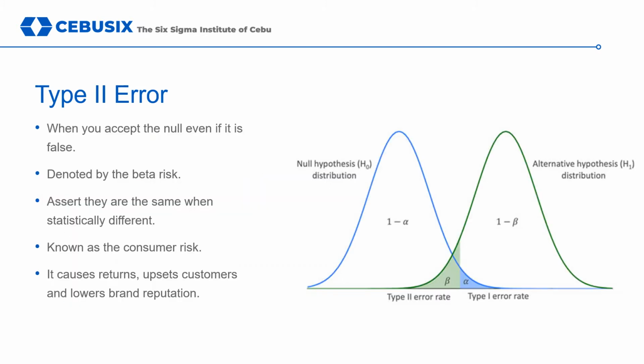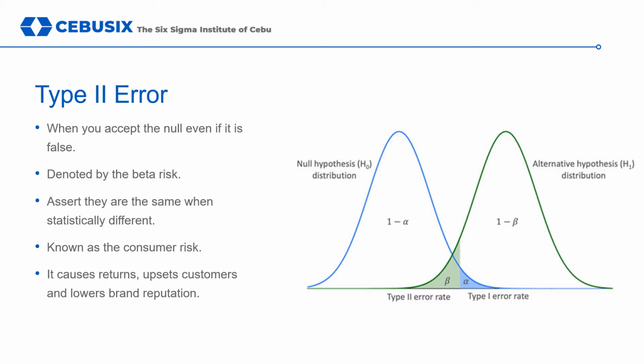A type 2 error occurs when you accept the null hypothesis when it is in fact not true. If you accept the hypothesis that the sample mean is statistically the same as the hypothesized mean, when in fact the sample mean is statistically greater than the hypothesized mean, then you have a type 2 error. Type 2 error risks are denoted by beta.